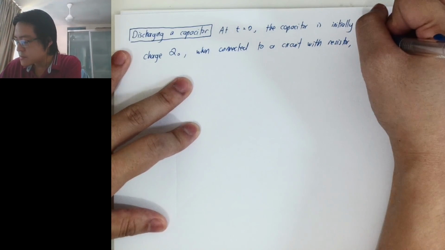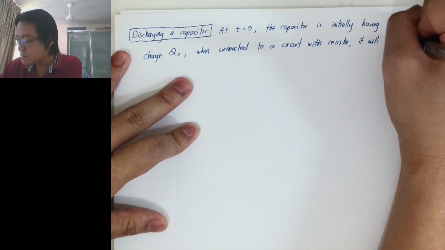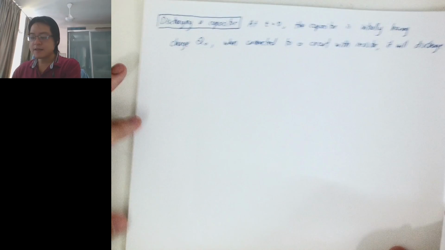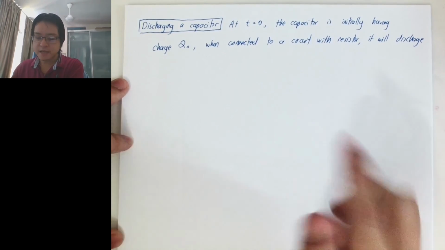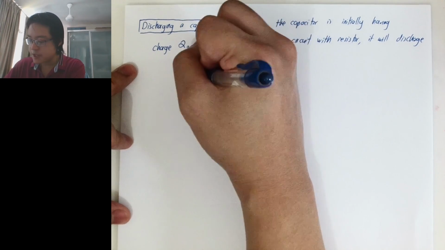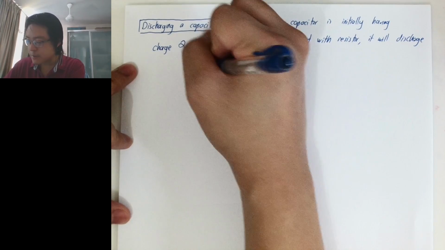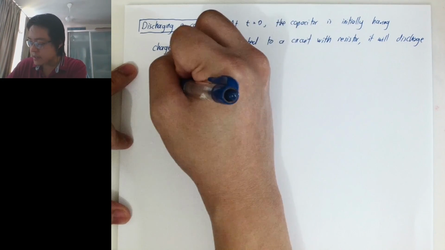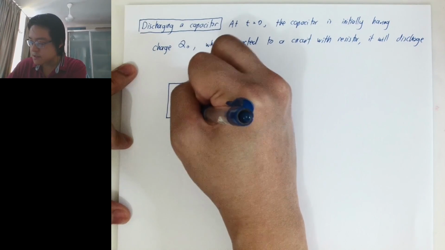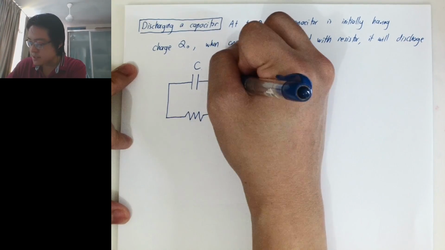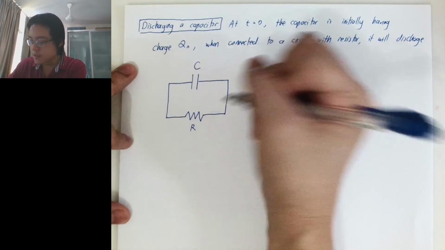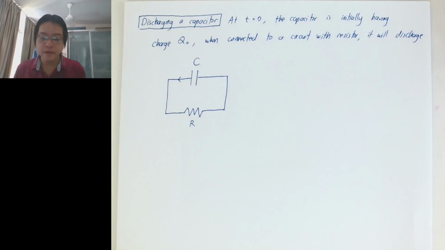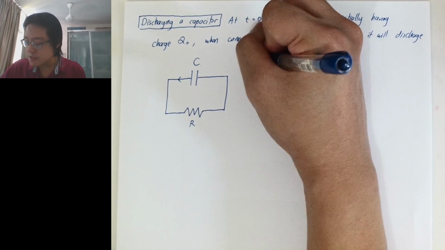When connected to a circuit with a resistor, it will discharge. This is what happens if you attach a fully charged capacitor. Let's say my capacitor has a capacitance C, and I attach this to a resistor of resistance R. Then the current will flow as usual, and I still use the Kirchhoff loop rule.